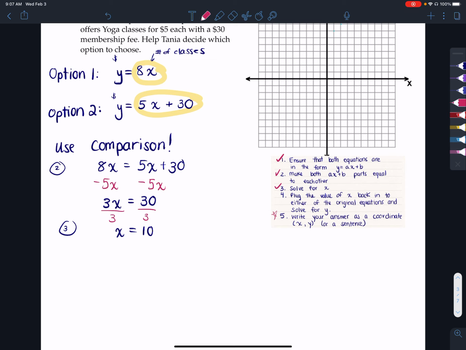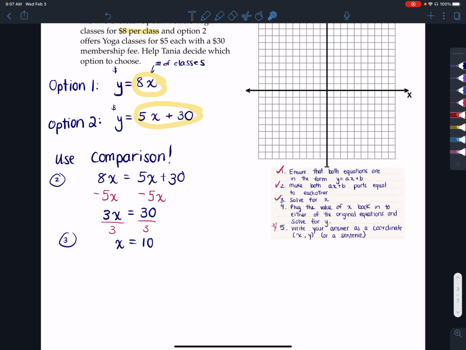Okay. Step 4, plug the value of x back into either of the original equations and solve for y. It doesn't matter which one we pick here, we just have to pick one of them. I'm going to pick option 1 because it's easiest to deal with. So step 4, y equals 8 times 10, and that's going to give us $80.